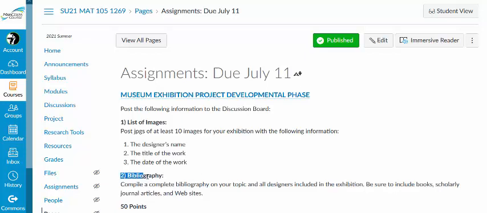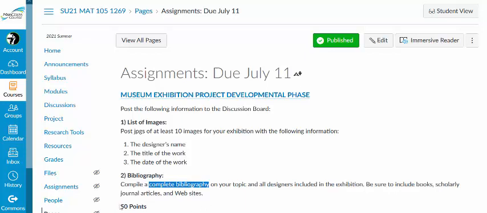You'll also be including a bibliography for your images. And you'll need to compile a complete bibliography. And this means that you'll be finding books and journal articles not just on your topic and the designer, but other topics such as the history of the time, politics, economics, so that you have a complete understanding of the context in which the work was created.